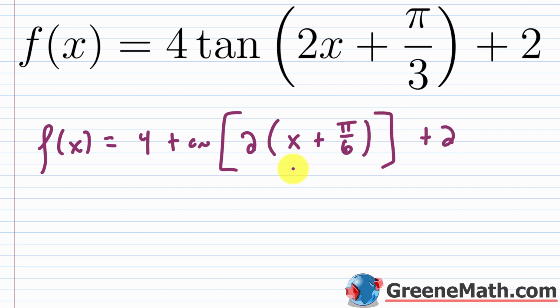Again, you can always check this if you're not sure: 2 times x is 2x, then you have a plus and a plus, and 2 times pi over 6 would be pi over 3. So that's good to go. When you factor it, it makes finding the phase shift much easier. You're just looking at x plus pi over 6, so I need to undo that. I need to subtract away pi over 6. So for the phase shift, I'm going to go left pi over 6.